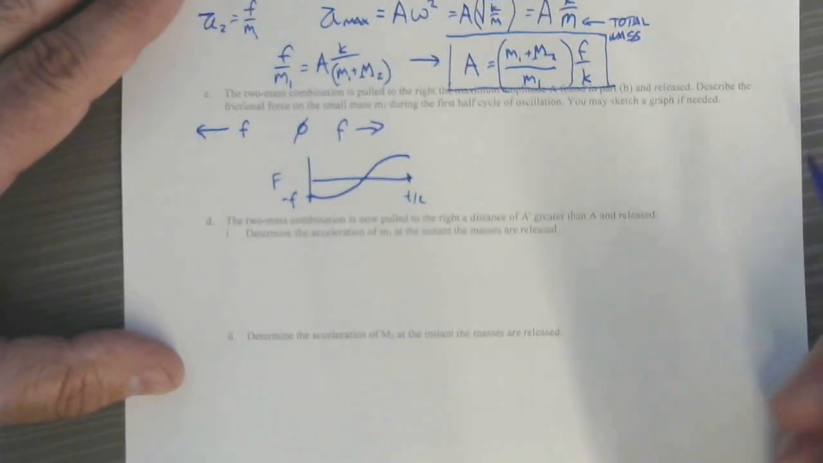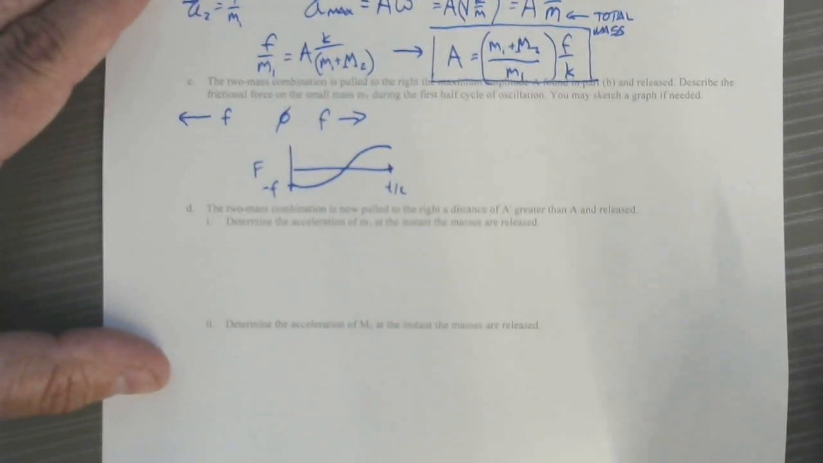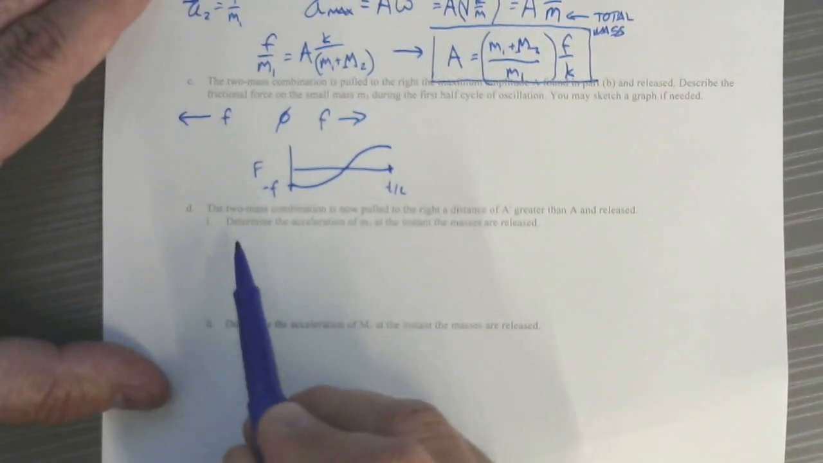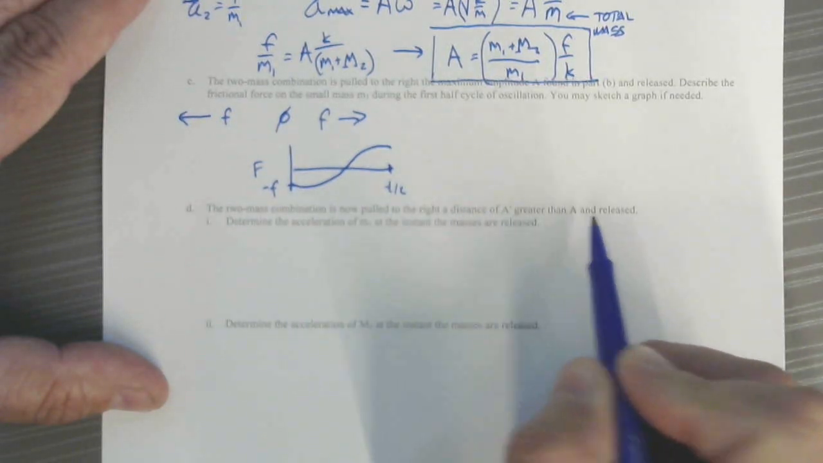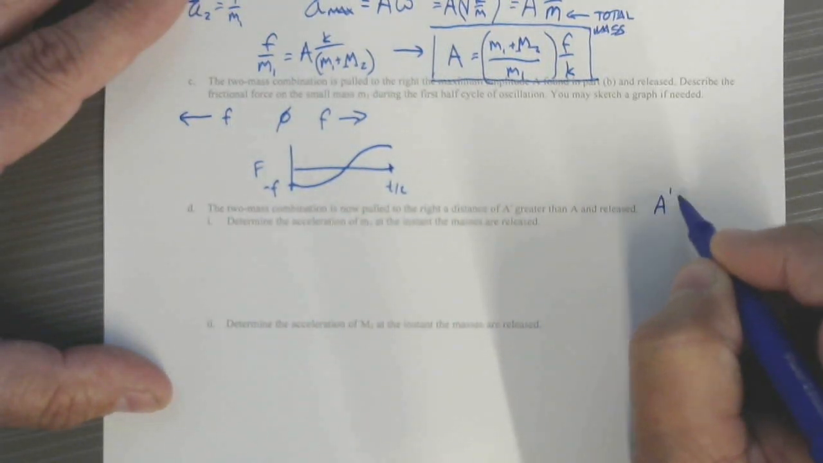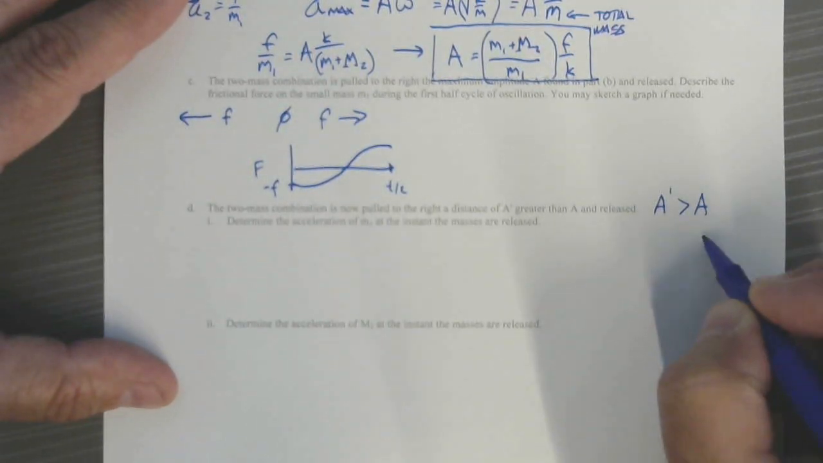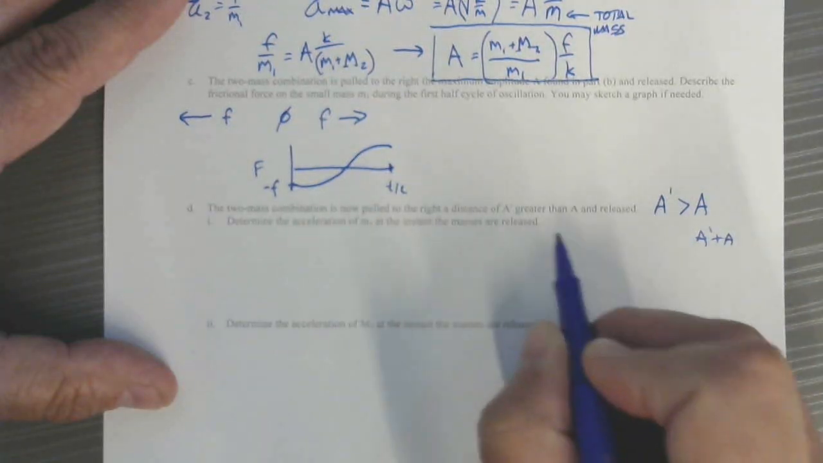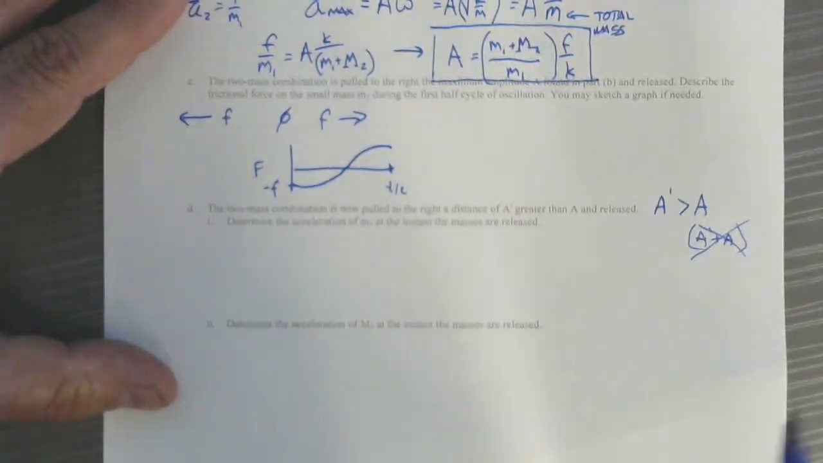Now we get on to the second half of the problem, and then you got the AP wrinkle. That's where they like to change something about the problem. And it says the two mass combination is now pulled to the right a distance A prime greater than A. So I think what they're saying is that A prime is greater than A. I don't think they're saying that the new amplitude is A prime plus A, but you could read it that way. So I'm not going to do this. I'm going to do this.